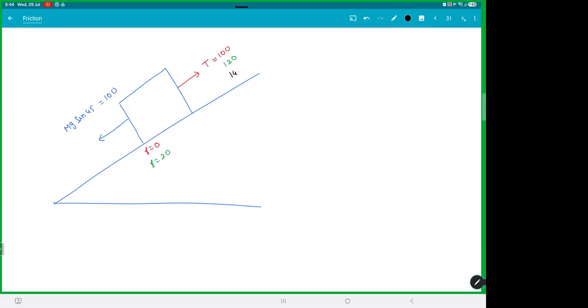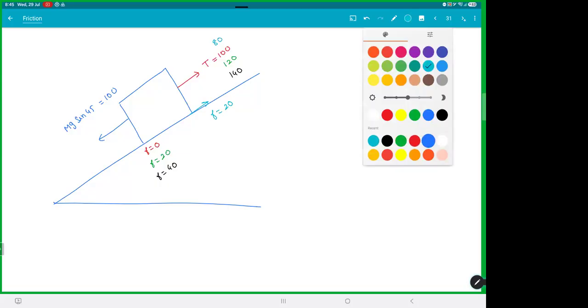What if I give 140? Then friction will say, oh, I'll give you 40. What if you say tension is 80? Now friction will say, oh, you're giving less than 100. So friction will come up now and friction will give 20 upward. Is that making sense? So friction's value can fluctuate minus 50 to plus 50 on both the sides. That means you get a range there. You can have 100 plus 50 or 100 minus 50. I hope this is making sense.